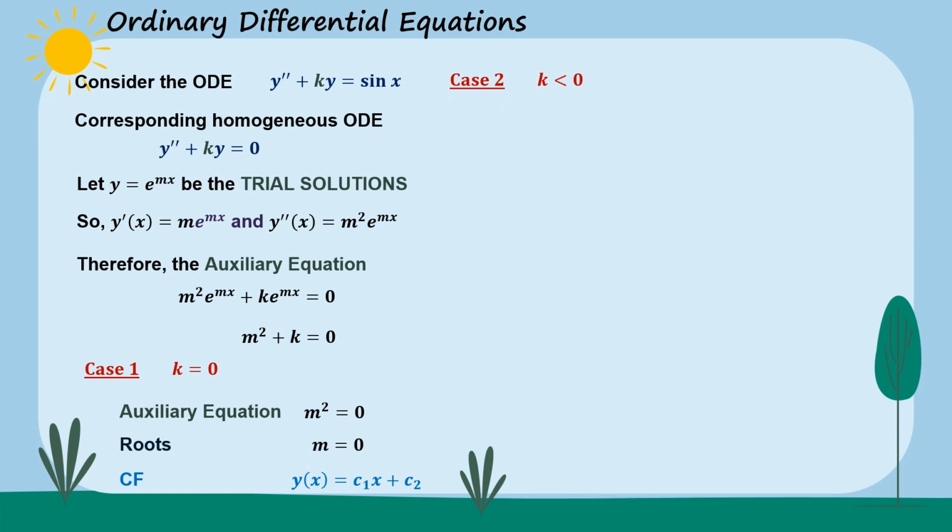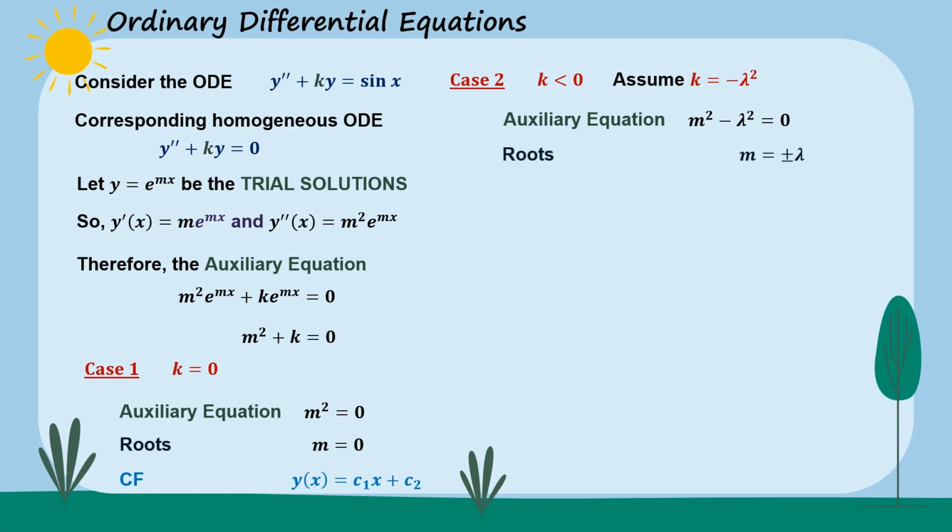Now we consider case 2, where k is less than 0. When k is less than 0, here we consider the value of k as minus lambda squared. Why? Because whatever value of lambda you provide, you will always get a negative k. Lambda is positive, so lambda squared is positive, and minus of positive is negative. Okay, that's why it's the general approach. So here the auxiliary equation will be m squared minus lambda squared equal to 0. Now, what are the roots of this equation?